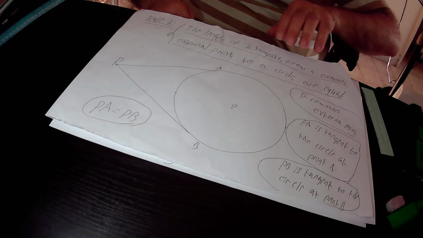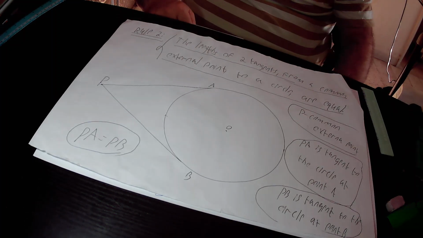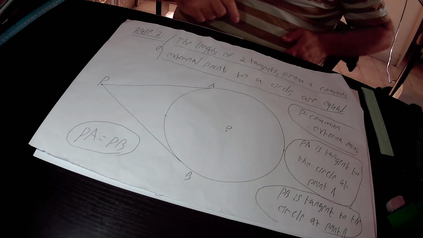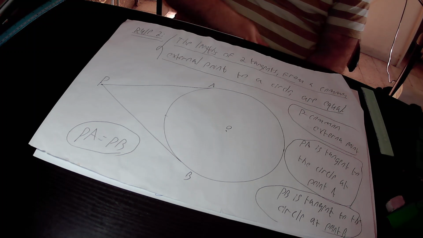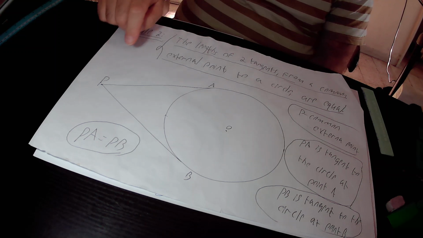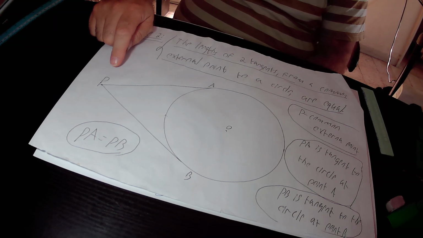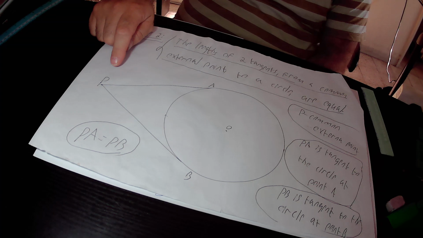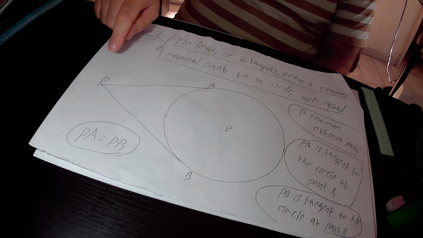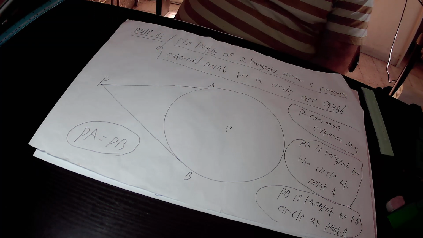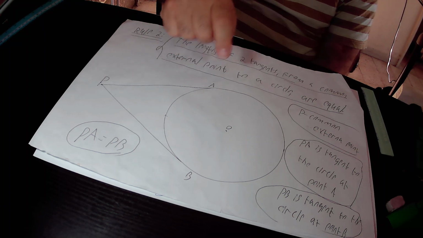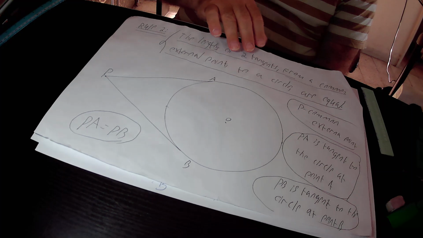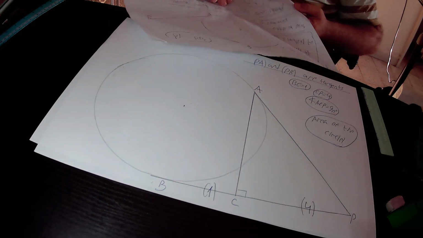According to rule 2, the lengths of two tangents from a common standpoint to a circle are equal. So, in the drawing, we have a circle, and this is the standpoint point P. From this point P, we have two tangents to the circle, tangent PA and tangent PB. According to rule 2, they are equal to each other. That is to say, PA equals PB. So we can actually implement rule 2 in our drawing.